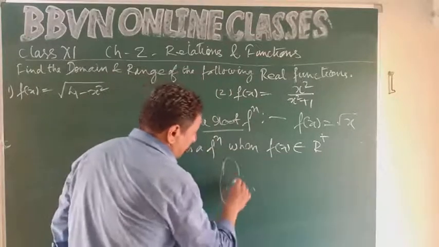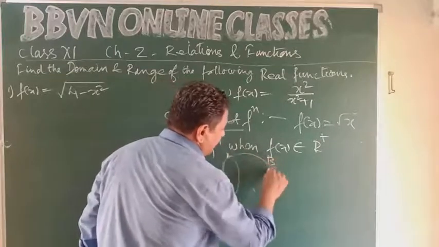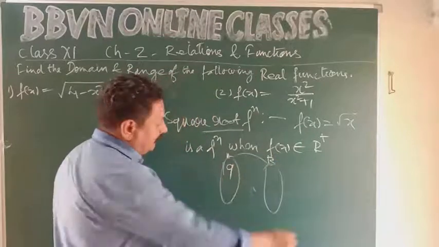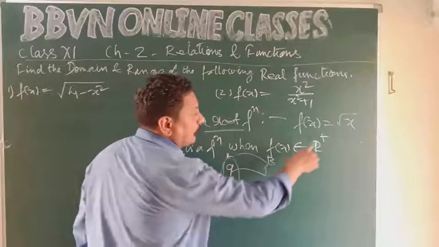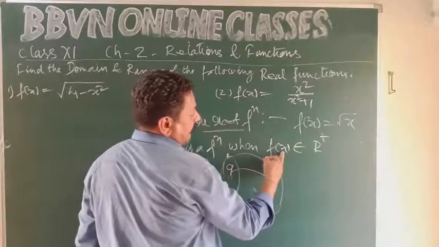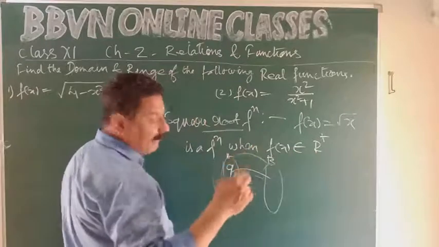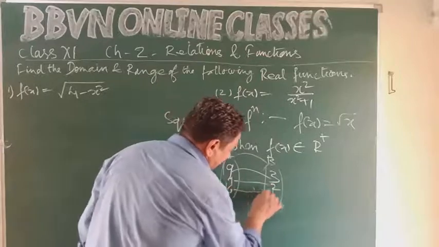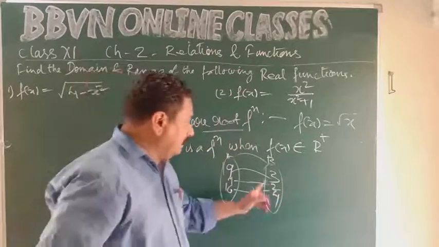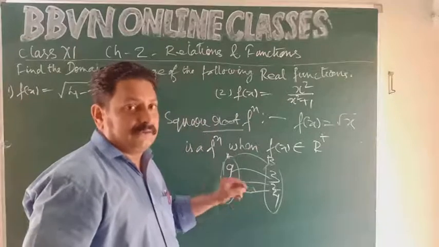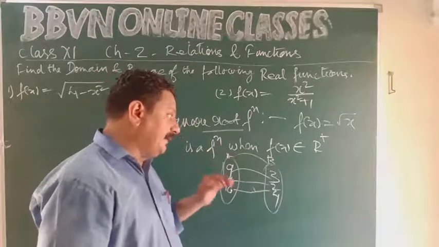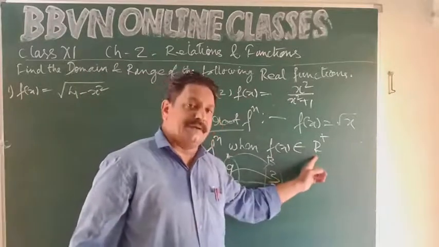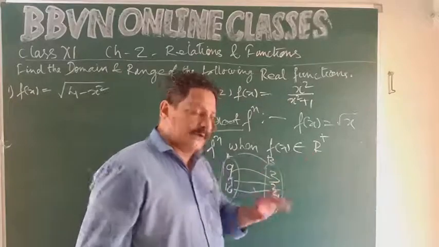So if you have set A to set B, there is a function and that function is f of x equal to under root x. So for 9, it is square root of 9, plus or minus 3, but f of x should be a non-negative real number. This becomes 3. If it is 4, this becomes 2. If it is 16, this becomes 4. Right? So you got it. Now this is a function. So the square root function is defined if and only if the range is a subset of non-negative real numbers. Got it?